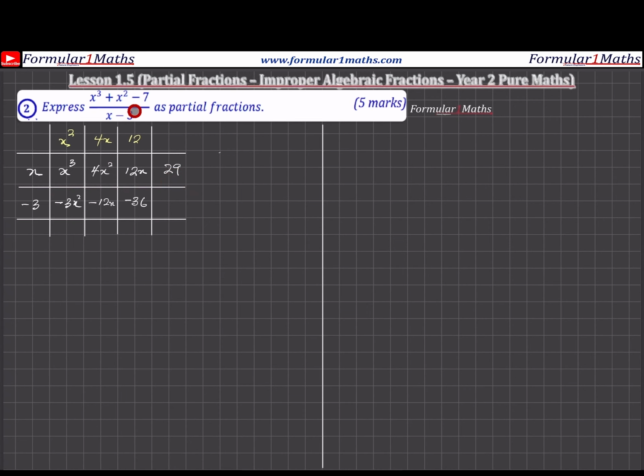So now I can write my fraction as follows. x cubed plus x squared minus 7 over x minus 3 is equal to this term, which is x squared plus 4x plus 12, plus the remainder 29 over the divisor, which is x minus 3. And that is the required solution to this question using the grid method.